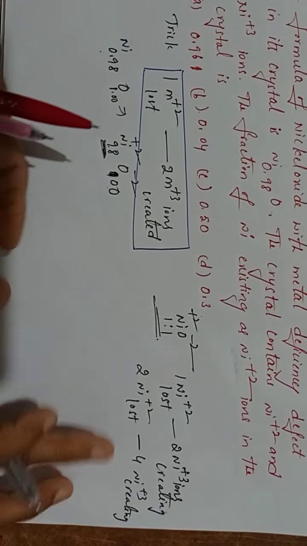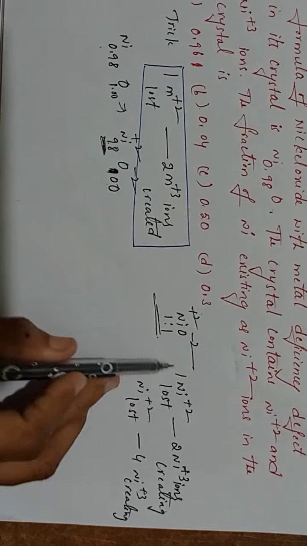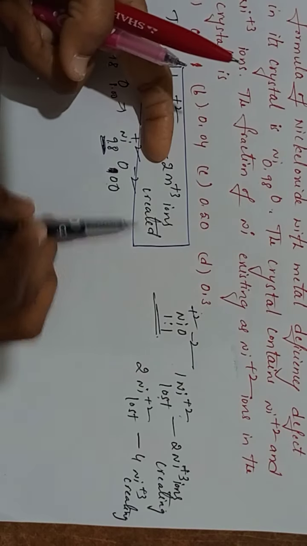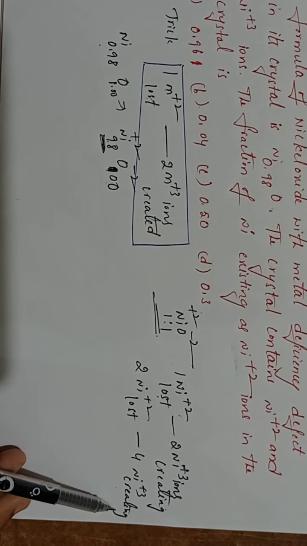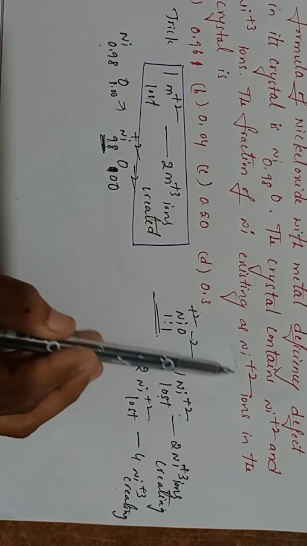Clear, Nana? So 4 Ni+3 creating. So 1 Ni+2 lost means 2 Ni+3 ions created. But in the question 2 ions lost, that means 4 Ni+3 ions are creating. Clear? So here what we have to find, students, is the fraction of Ni+2 ions in the crystal.